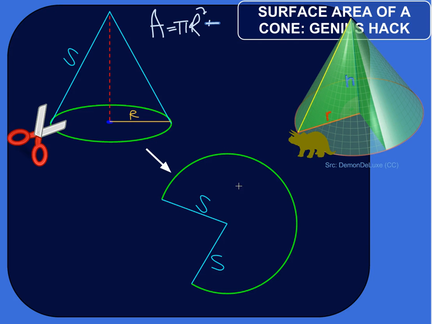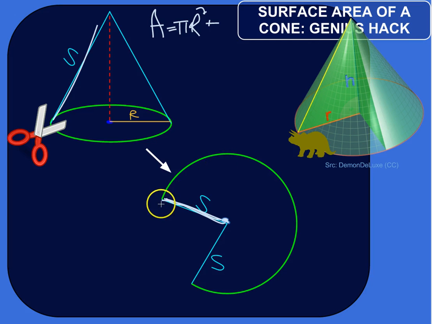Now, this distance here is s, the slant height. So this part here would become this part here. You'll see that if you use an actual cone and cut it, and if not, just trust me that the slant height translates to the radius of this partial circle here. Okay, so that's s.